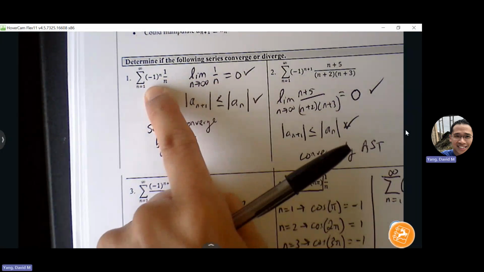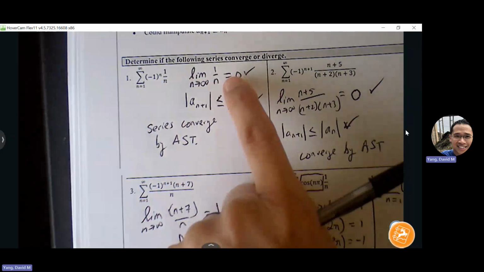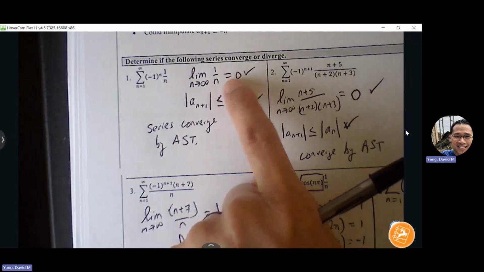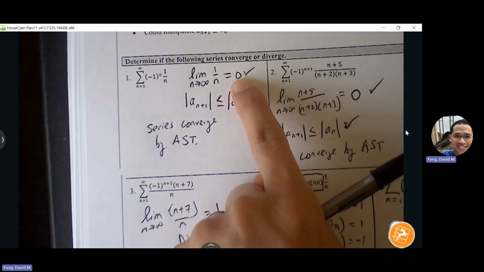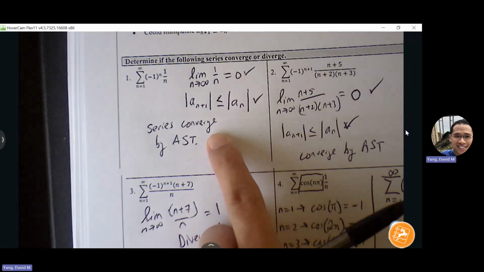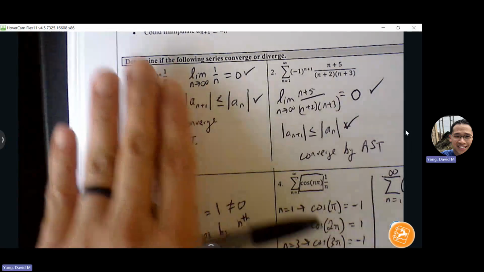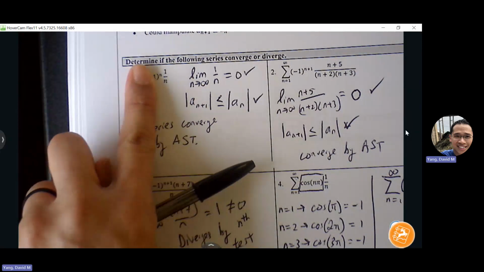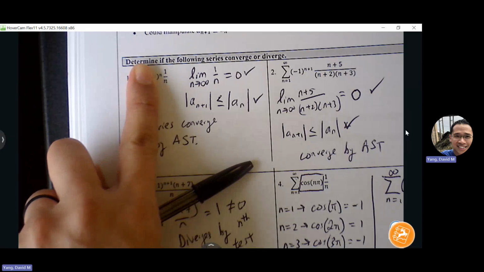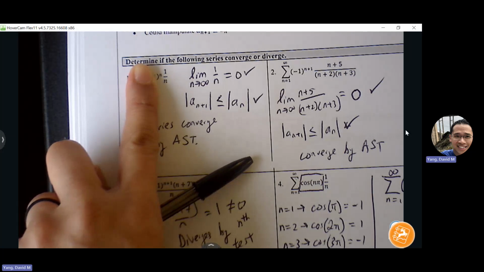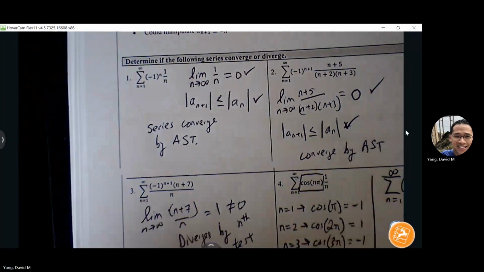Once we realize there's an alternator, all we need is the positive rule of sequence. If we can show that it approaches 0, then we know that the series will converge. Good, that's right. Without an alternator, this would be inconclusive by the nth term test, and then we would know by the p-series test that it would diverge. Yeah, good question.